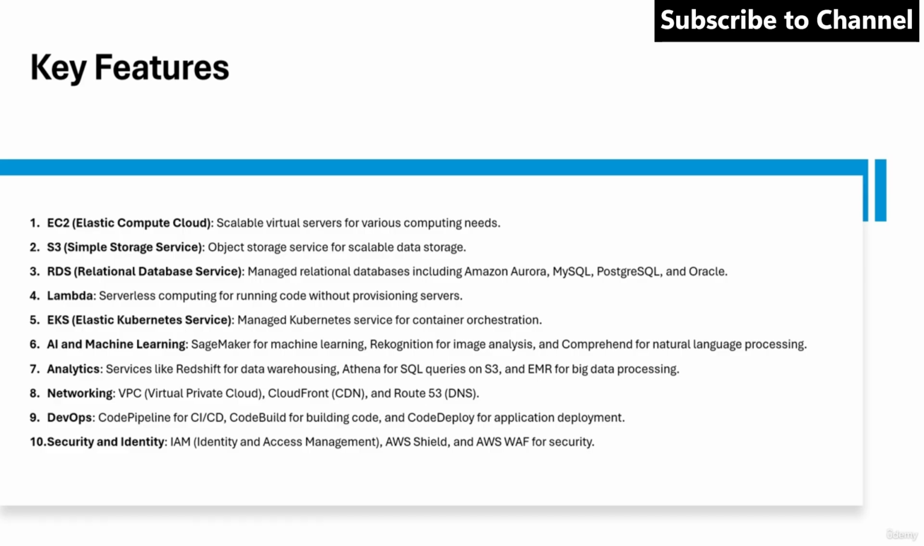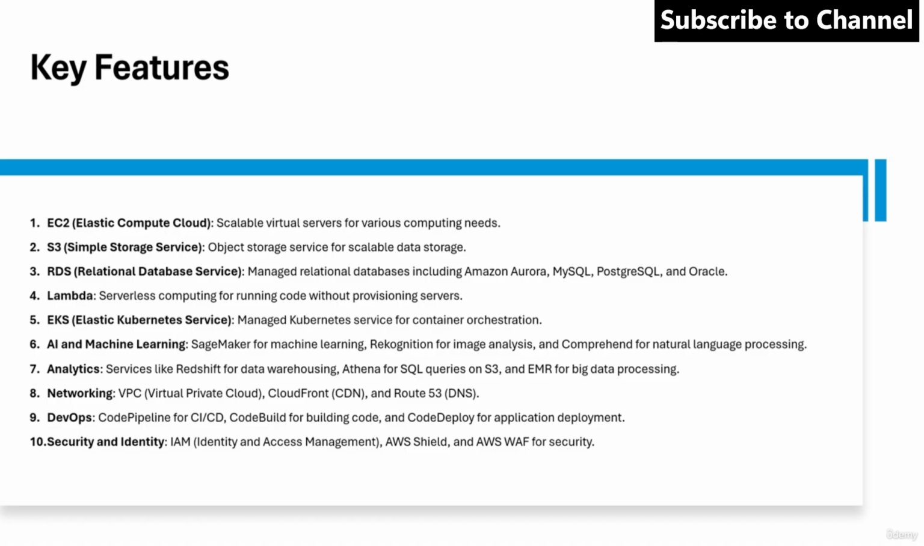AI and machine learning: SageMaker for machine learning, Rekognition for image analysis, and Comprehend for natural language processing. Analytics services like Redshift for data warehousing, Athena for SQL queries on S3, and EMR for big data processing. Networking is VPC, virtual private cloud, CloudFront CDN, and Route 53 DNS. DevOps: CodePipeline for CI/CD, CodeBuild for building code, and CodeDeploy for application deployment. Security and identity: IAM, Identity and Access Management, AWS Shield, and AWS WAF.